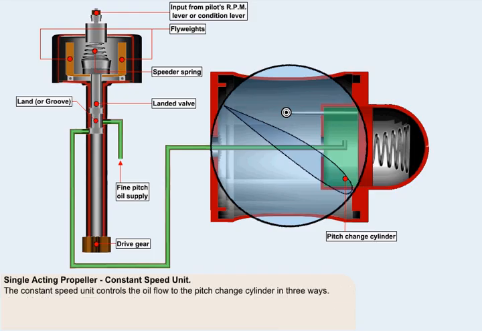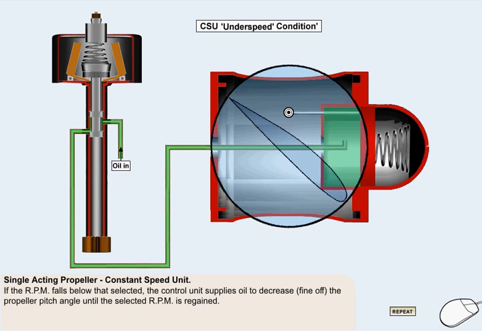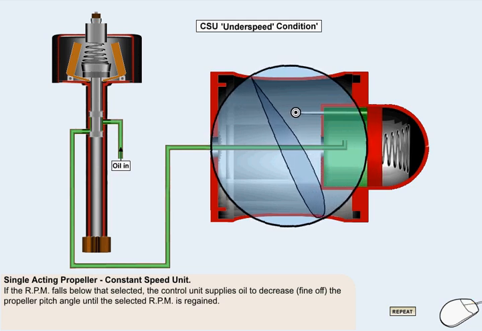In order that it can respond to the various demands made by the pilot regarding the propeller RPM, the constant speed unit controls the oil flow to the pitch change cylinder in three ways. If the propeller is underspeeding, then the flyweights will be leaning inwards because of the reduced centrifugal force, allowing the speeder spring to push the landed valve downwards. This will allow the unit to supply oil to fine off the pitch of the propeller, causing an RPM increase.